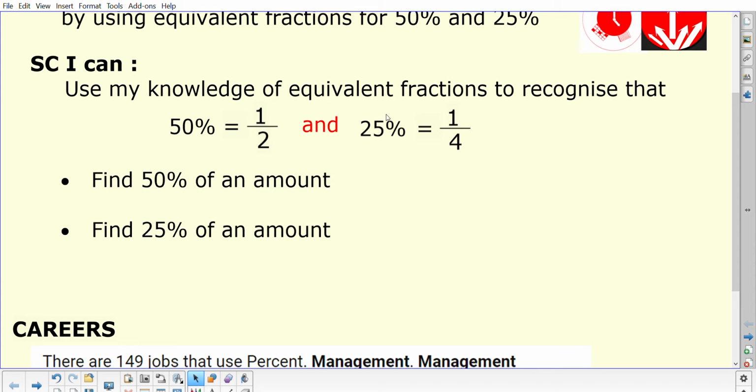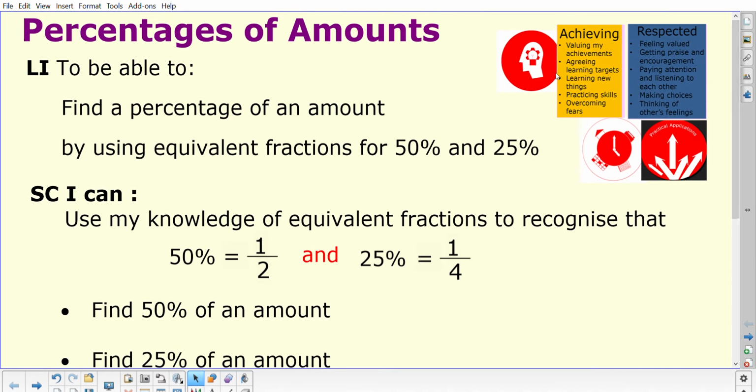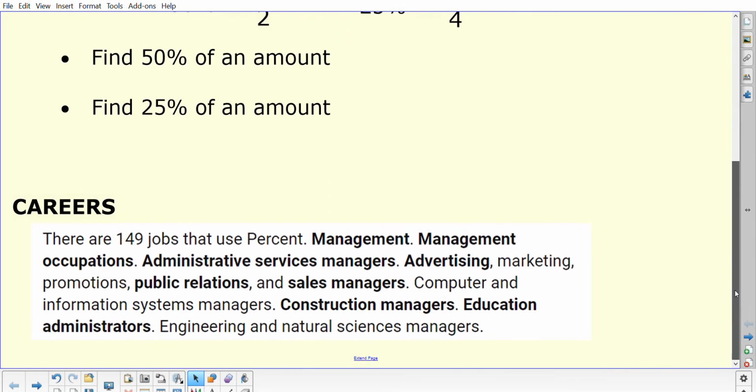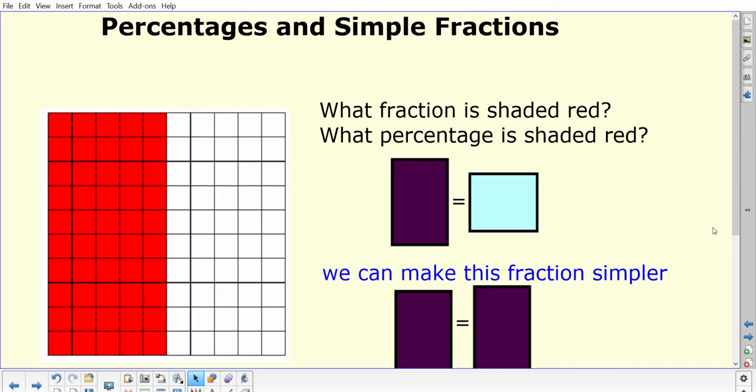And remember that the reason we're doing all this work on percentages is that it has a practical application. You do need to use your thinking skills and your organisational skills. There are loads of jobs that use percentages, so there are just a few listed there, but it's a very important topic. Percentages are all around us in everyday life, so it's important that we have some understanding of it.